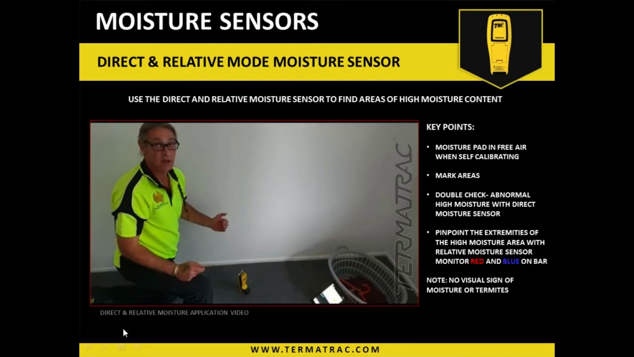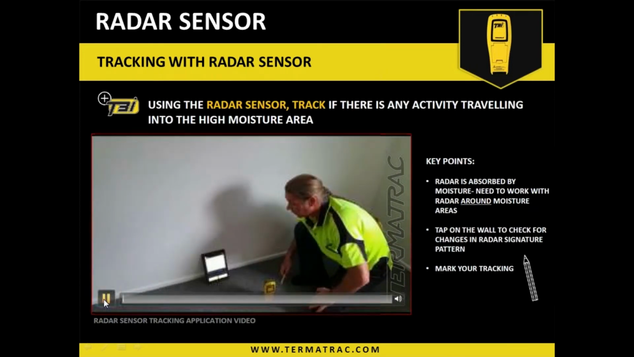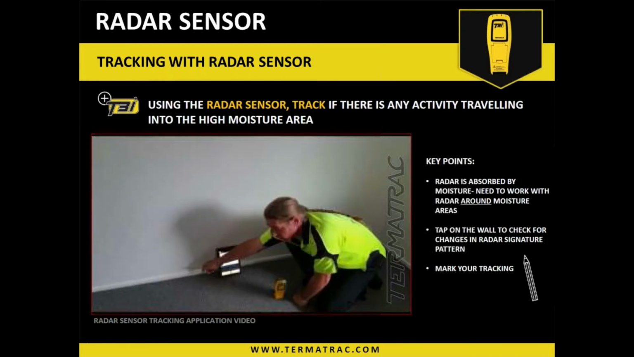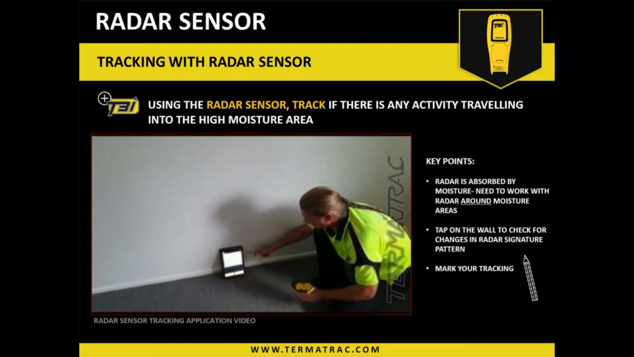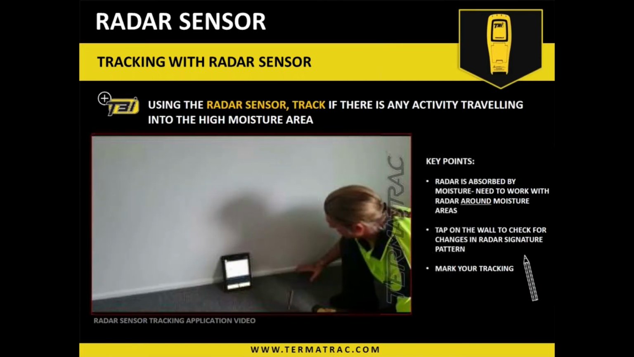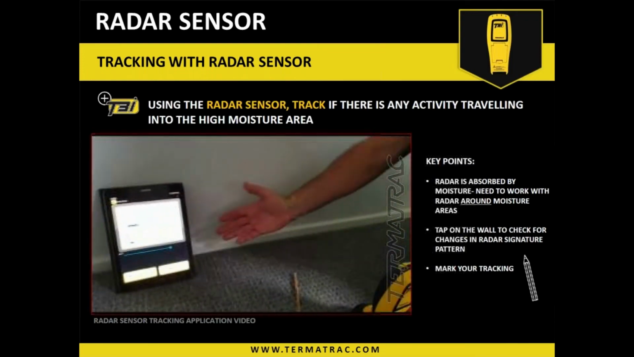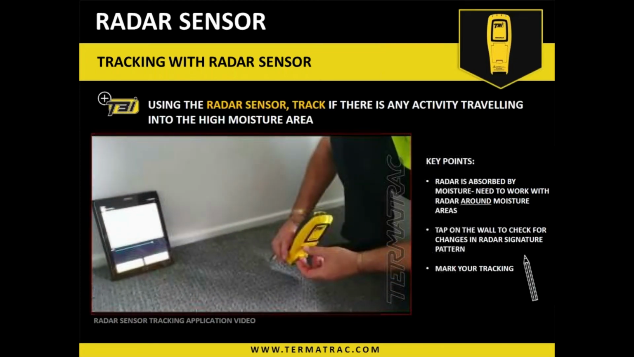So I'll just run the follow-up video to this one. Okay, so Noel here again. This is our wall where we checked out the extremities of the moisture, these marks. So what I want to do now is put the radar here. I want to check along this area to see if we're getting any activity of termites travelling towards this moisture source. As we know, it's very, very common to exploit that.